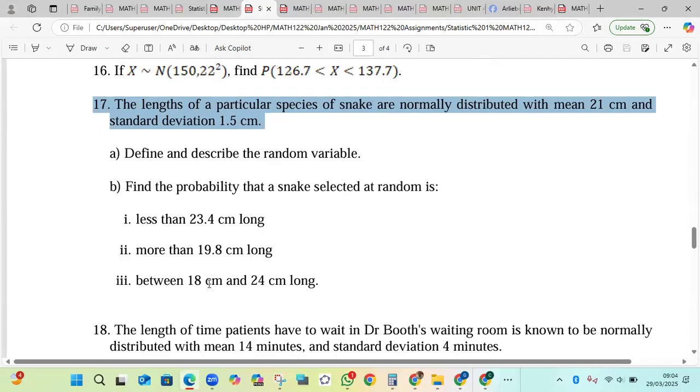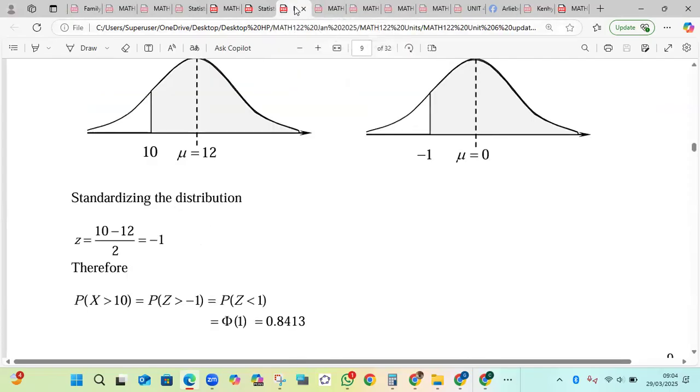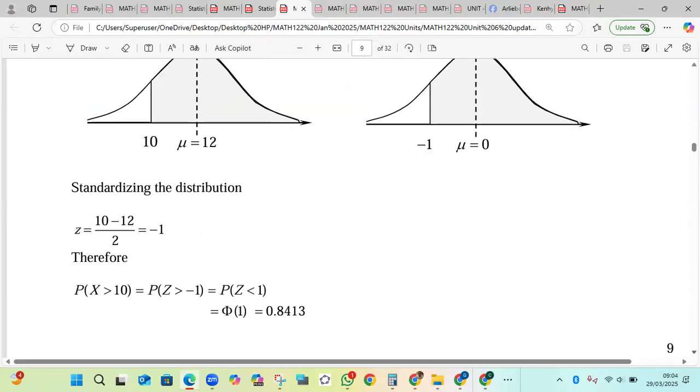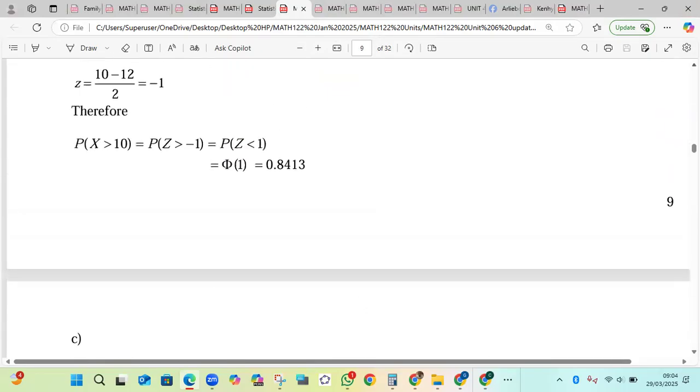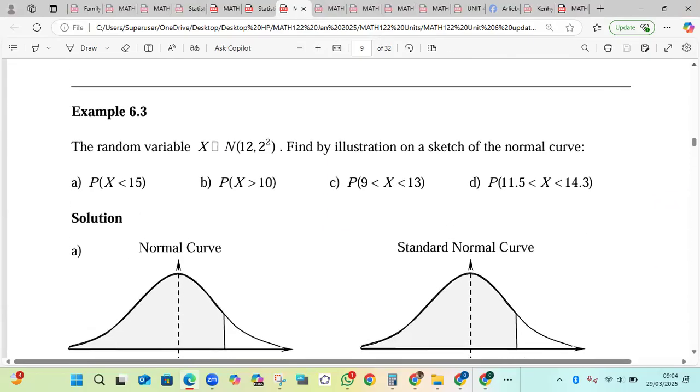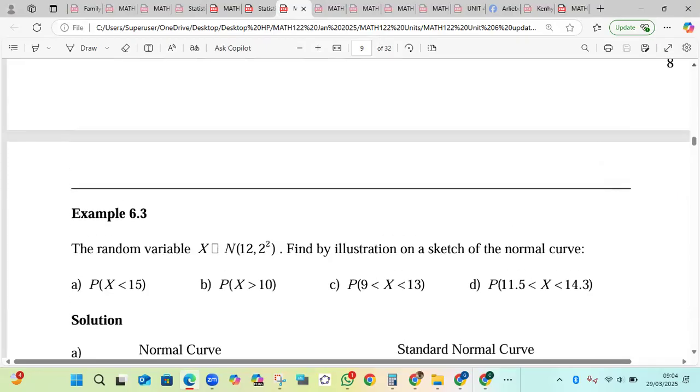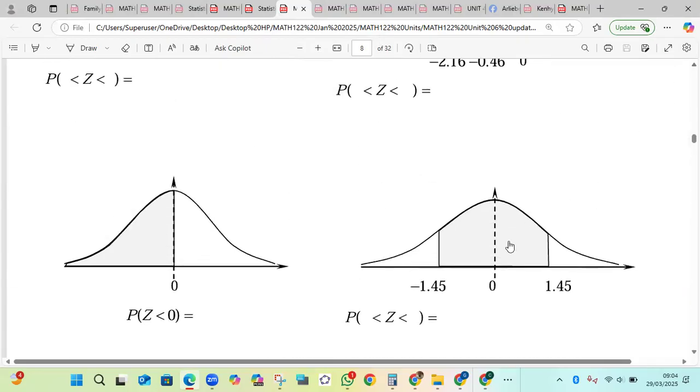Now what about between 18 and 24? 18 is less than 21, so you're on the left side of 21, and that will give you a negative Z. 24 is on the right side, and that will give you a positive Z. So you are in between, less than the mean and more than the mean. You're in a situation similar to this one.